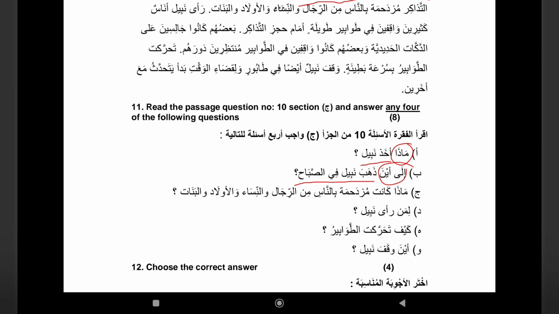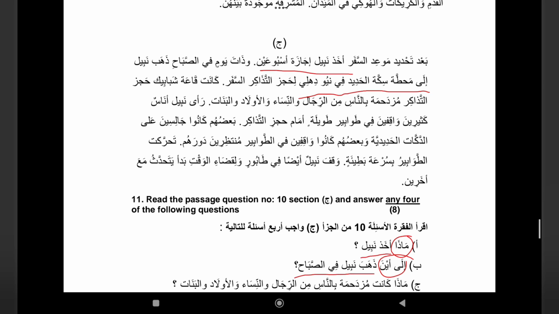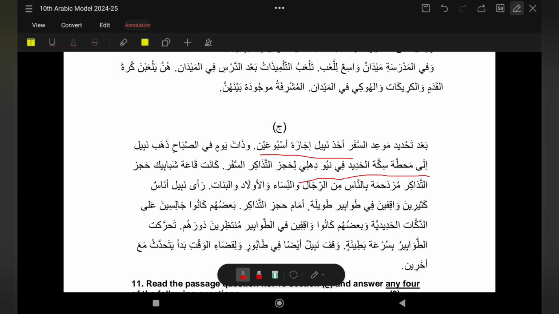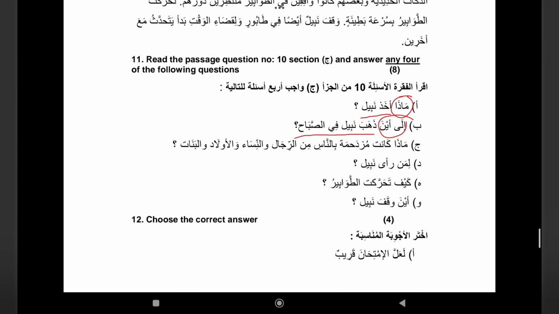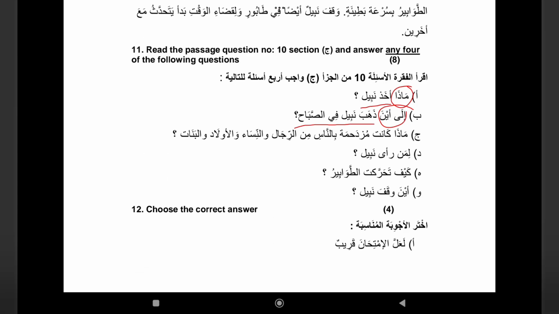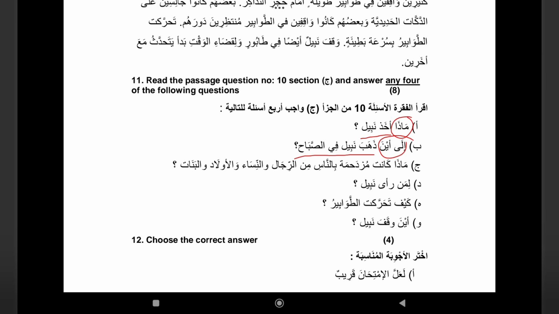If you write more, for example, for the first question you write أخذ نبيل إجازة أسبوعين وذات يوم في الصباح ذهب, and the second sentence also, that is not needed. You are losing marks by writing that. Okay. And here also ماذا كانت is the question word. ماذا is the question word. So remove it. Then كانت مزدحمة بالناس.